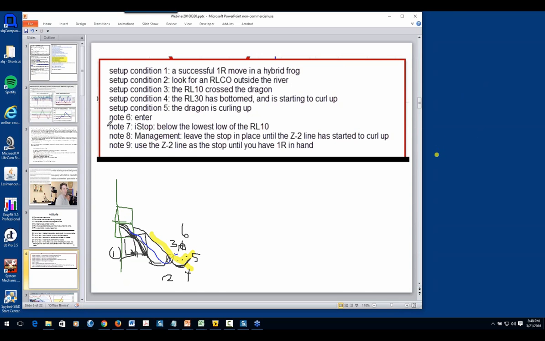Number 7, the initial stop is below the lowest low of the RL10, so we're just over here. So that's our stop. That's our trade frame now. And we're going to leave that stop in place until the Z-2 line has started to curl up.